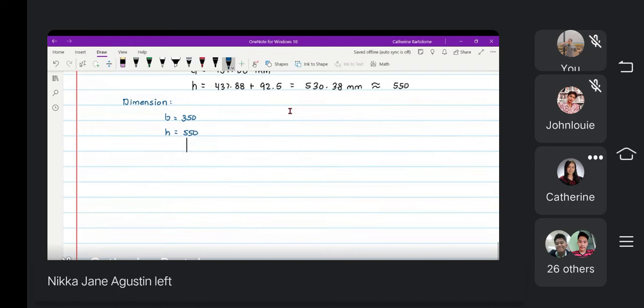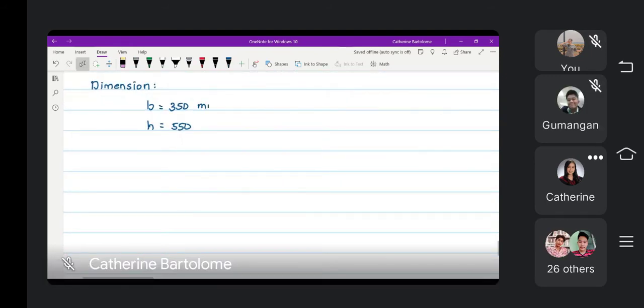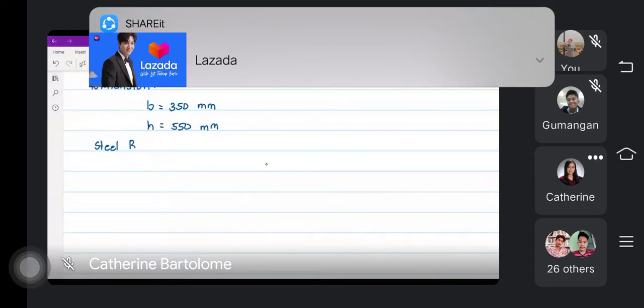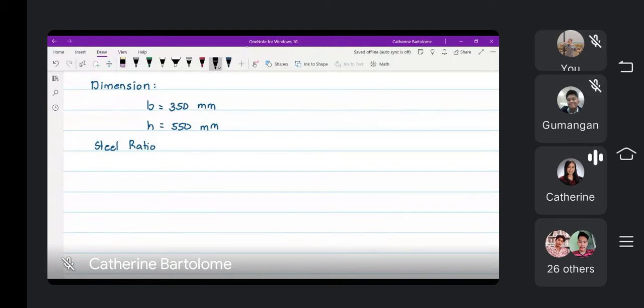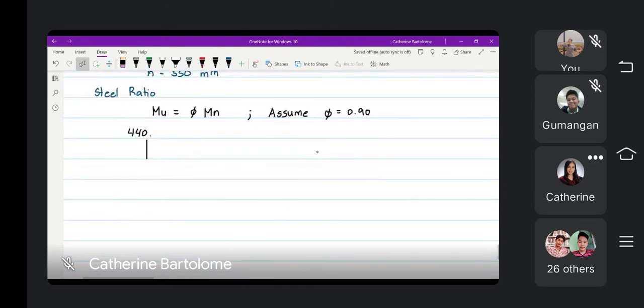So what's the next step? Area of steel, by getting the required steel ratio. How do we get that? By equating Mu is equal to phi Mn. So we assume here phi is equal to 0.90. Our Mu is 440.24 times 10 raised to 6 is equal to 0.90 rho b, b is 350. What's the value of d here?